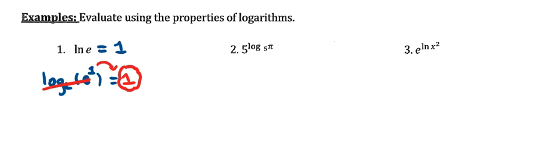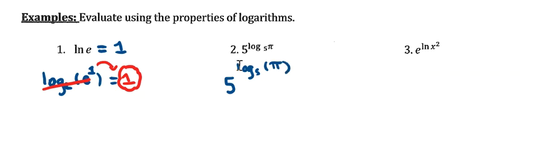For example 2, we have 5, and in its power, we have log base 5 of pi. All right, let me rewrite that so that you can tell that the log base 5 of pi is in the power. So I'll write a bigger 5, and in its power, log base 5. In the argument, I'll put pi.